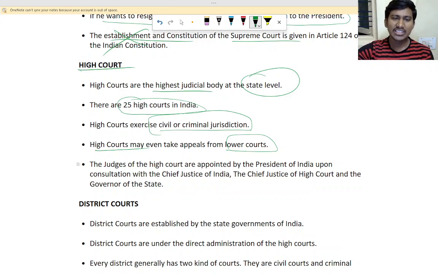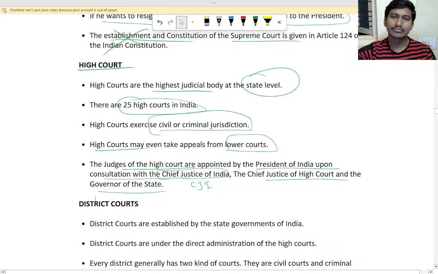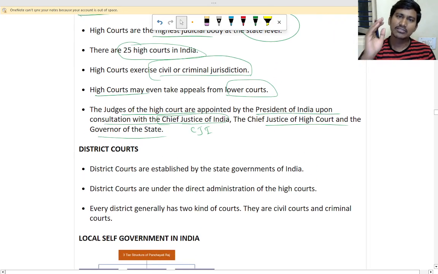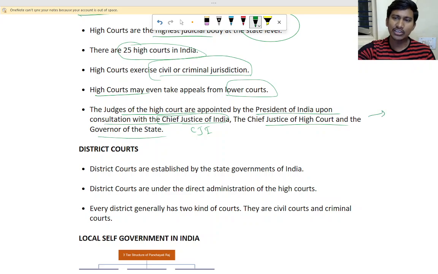Judges of High Court are appointed by the President of India upon consultation with the Chief Justice of India, the CJI, the Chief Justice of the High Court, and the Governor of the state. Every High Court will also have its own Chief Justice. Like that. So next is District Court.